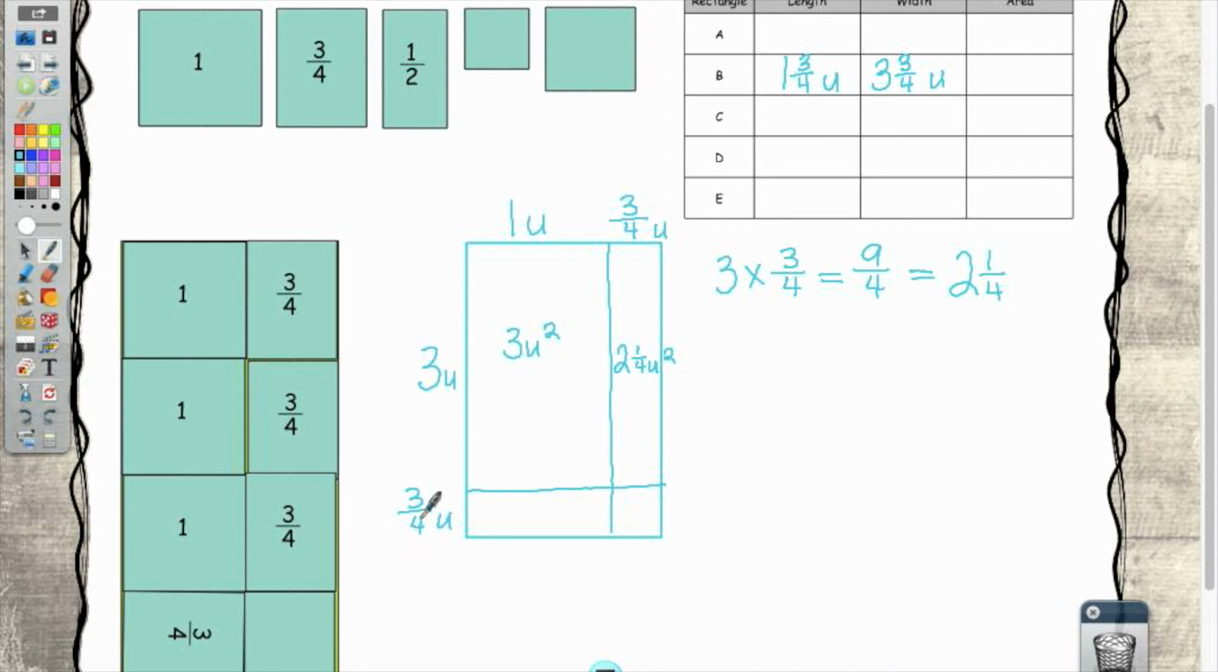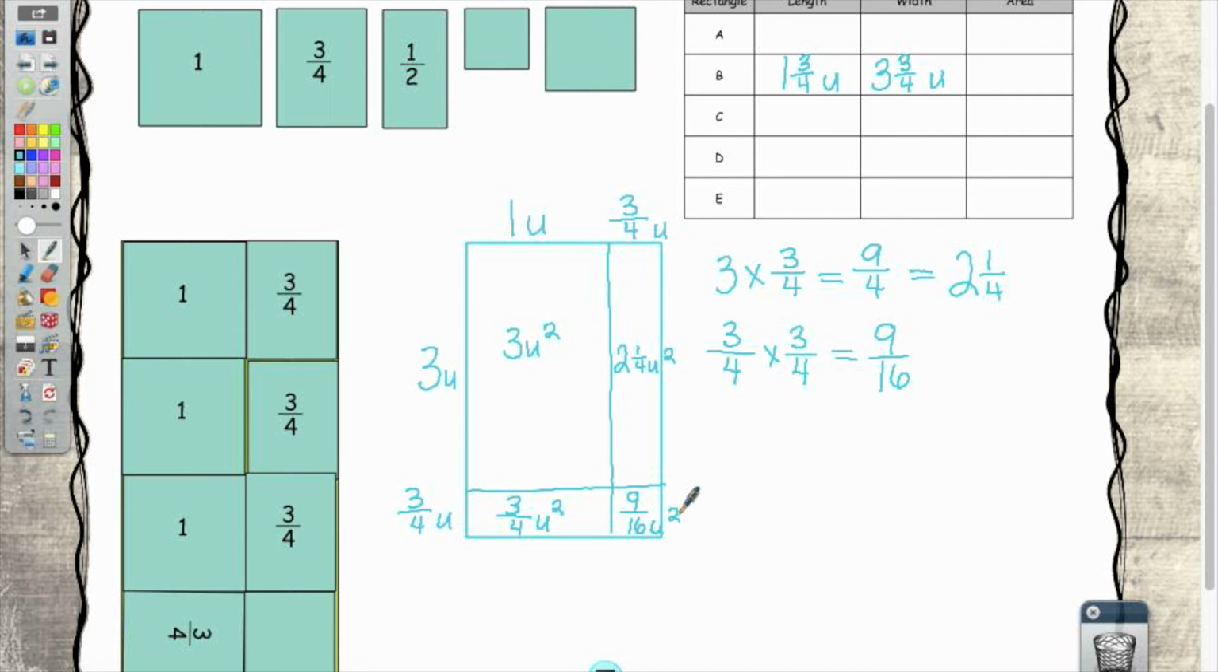Okay, so now I have 3/4 times 1. Any number times 1 is the same number. So what is it? 3/4 units squared. 3/4 times 3/4. Let's write that down. We'll pull a stick. George V. 9/16. So the area of the little box is 9/16 units squared.